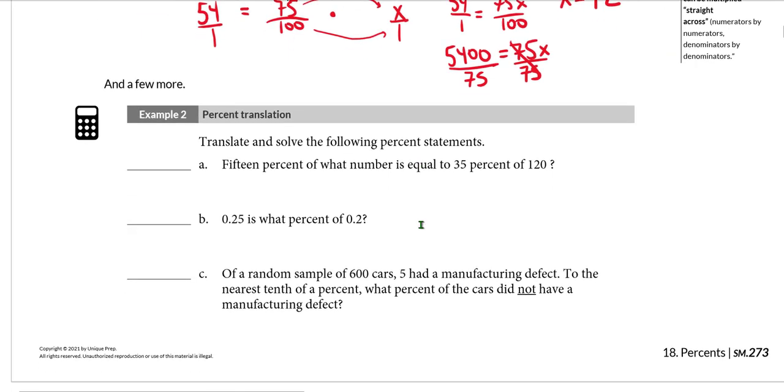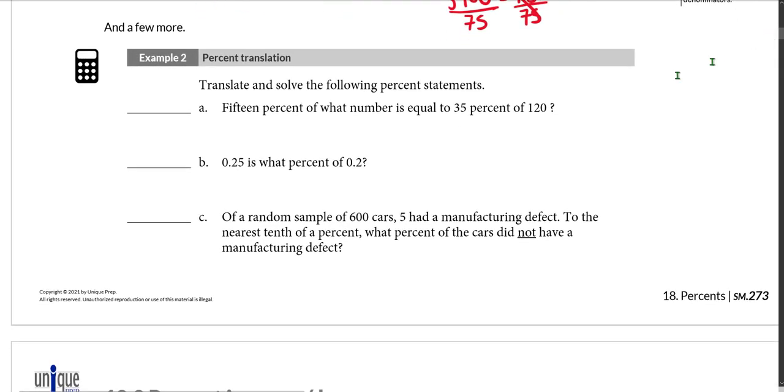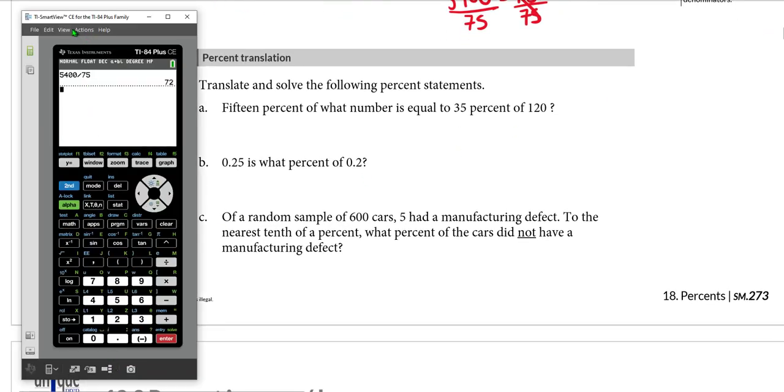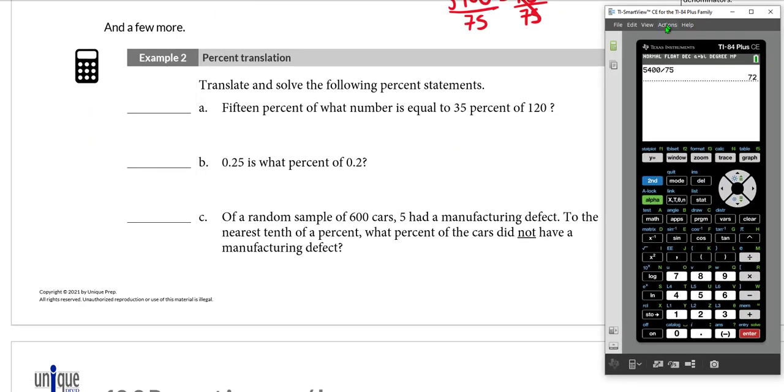Let's move on to example 2, where we will do a few more percent translations so that we can continue to see how this process would work. So since you do have some sense of how this works, you might want to pause the video and try these examples on your own before you watch me work through them. Example 2a, we have 15% of what number is equal to 35% of 120.